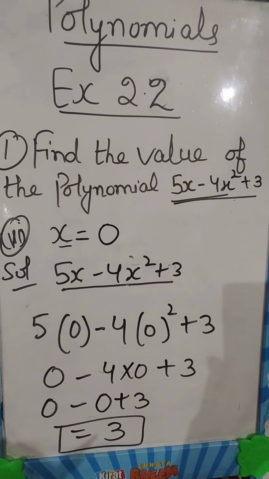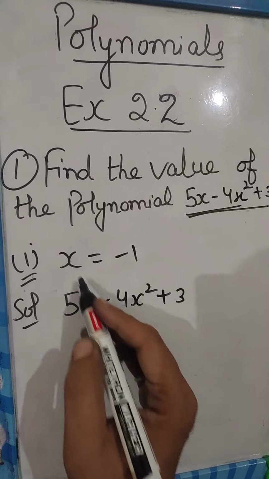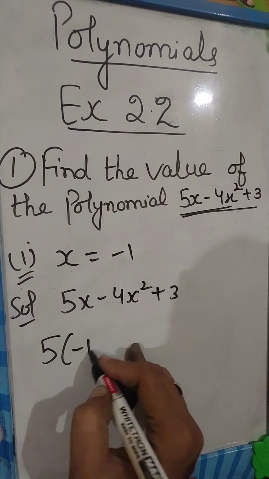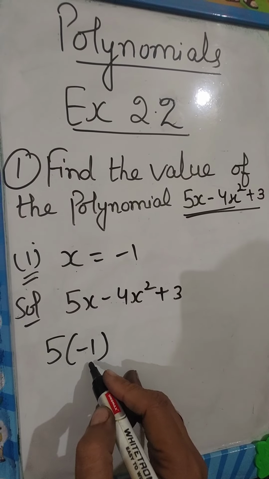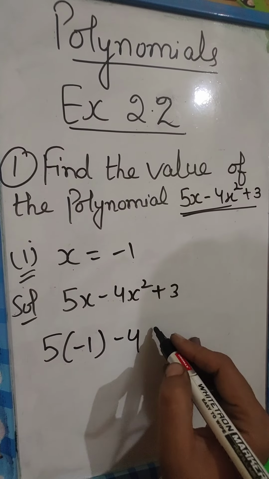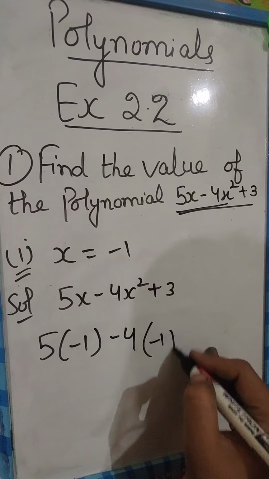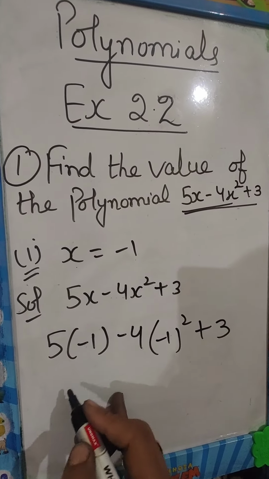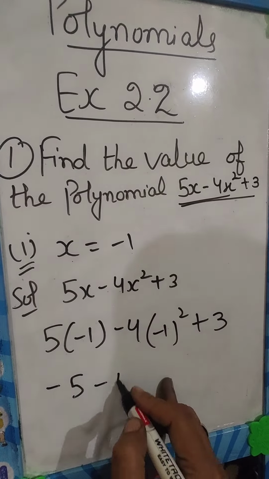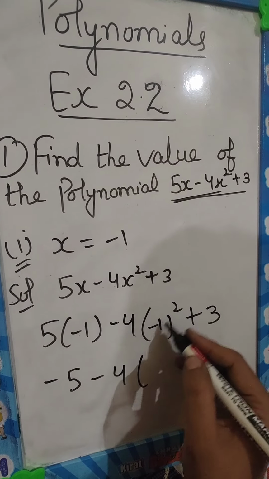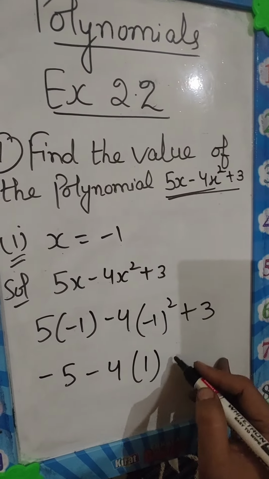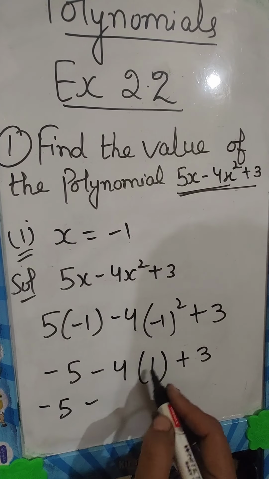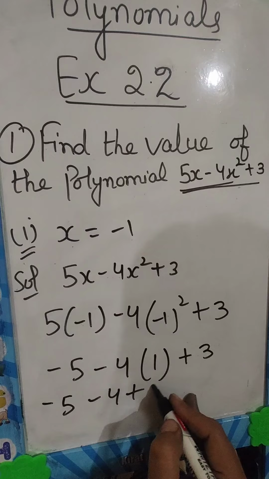So let us now move to the second part. Now we will put x equal to minus 1 in this. So 5 in place of x we will write minus 1, minus 4, now minus 1 square, plus 3. So 5 when multiplied with minus 1 will become minus 5, and the square of minus 1 will be 1, plus 3.